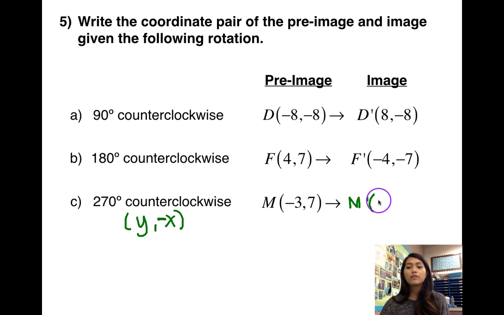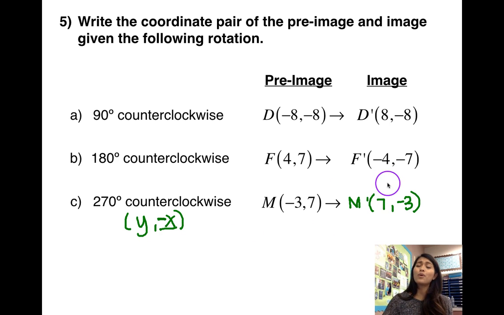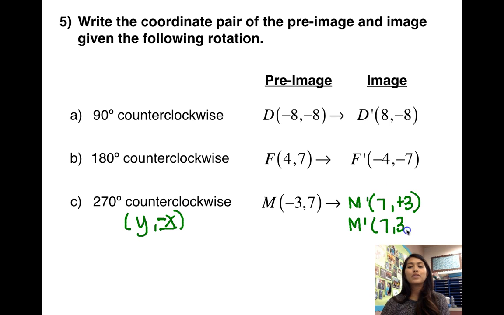Okay, so here I'm going to go ahead and switch the values. So now I'm going to be left with (7, -3), but I'm going to have to take the opposite of the second value, aka the new y value, giving me a positive 3. So I'm going to go ahead and say M prime is (7, 3). So that is my final answer.